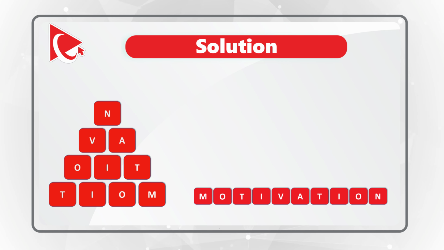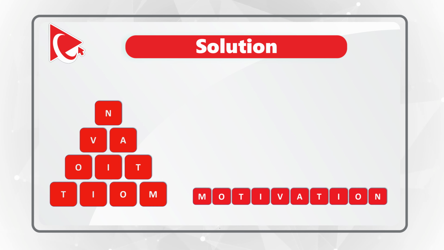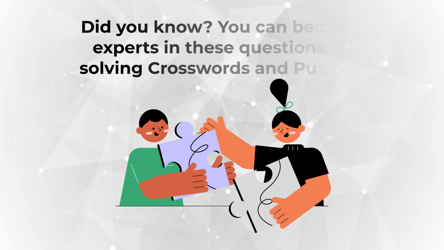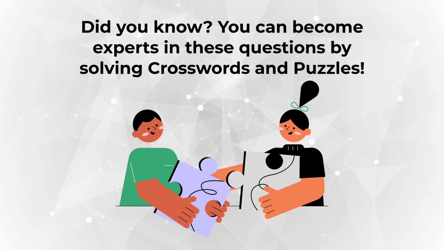For example, if you start with the bottom right corner, you can form the word motivation. You see M-O, and then you swap T-I, and then if you continue, you go V-A-T-I-O-N. You can solve these types of challenges better if you do more crosswords and puzzles.